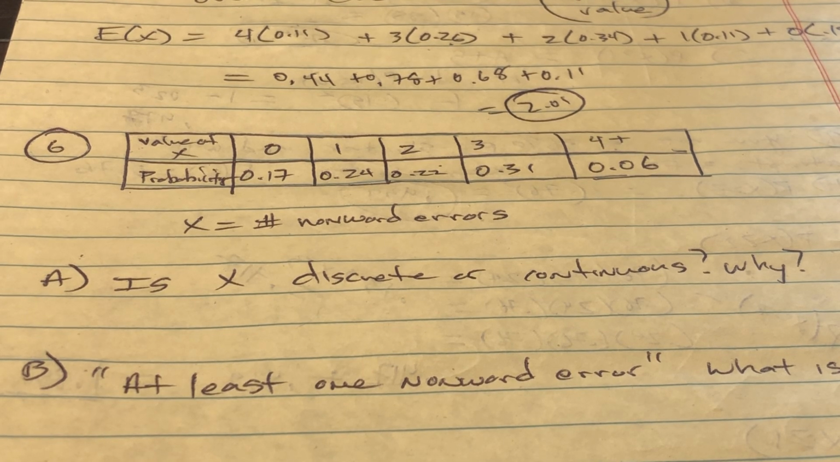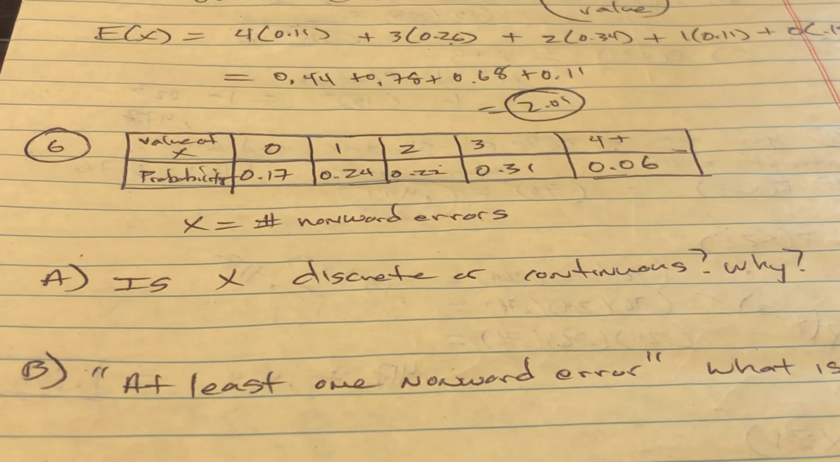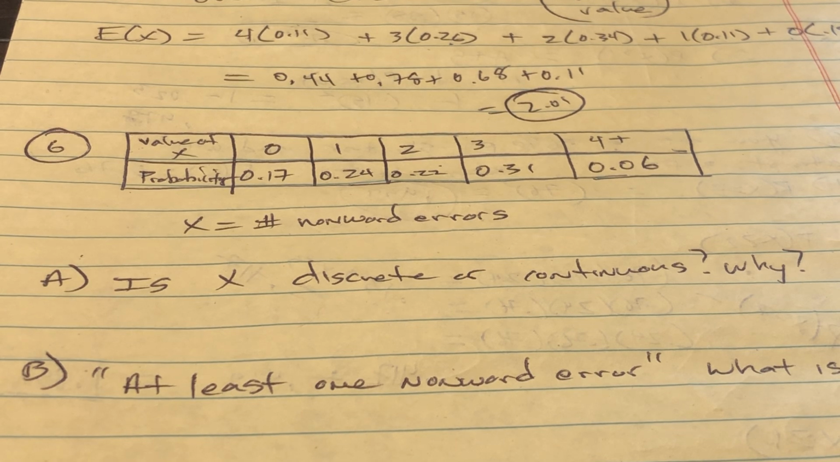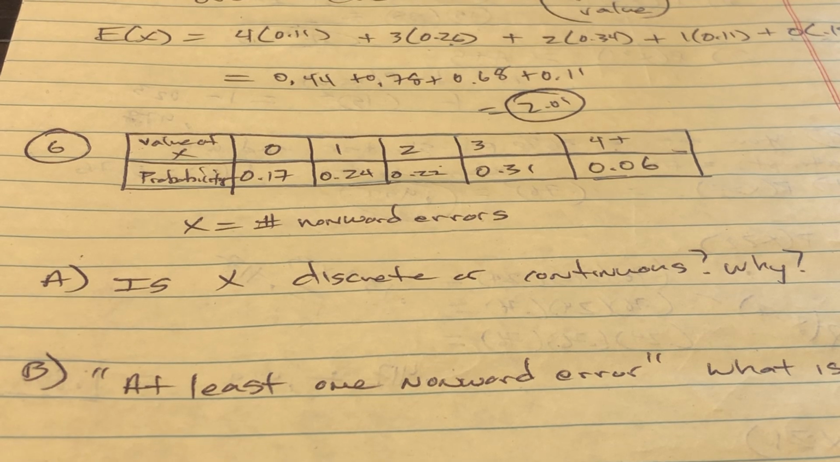It's between 0 and 250. You can't make 251 errors. So it's countable. There's no decimals. It's discrete. So anything I just say, write that down. The number of errors are countable. No decimals. It's definitely discrete.